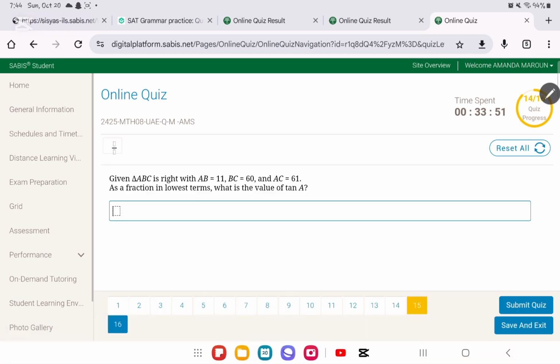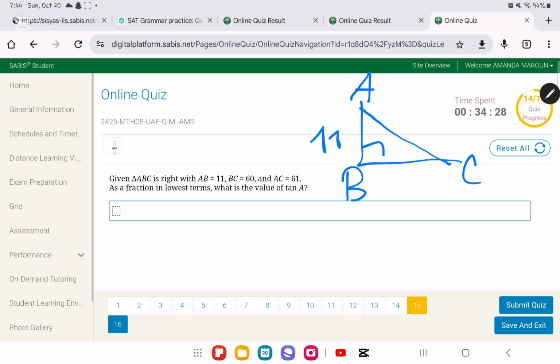Question number 15. Given triangle ABC is right with AB equal to 11, BC equal to 60, and AC equal to 61. As a fraction in lowest terms, what is the value of tangent of A? So again, it is the same right triangle with the vertex B. Let us switch it up this time, just to show you how you can put it here and you can put it here. So AB is 11, BC is 60, and AC is 61.